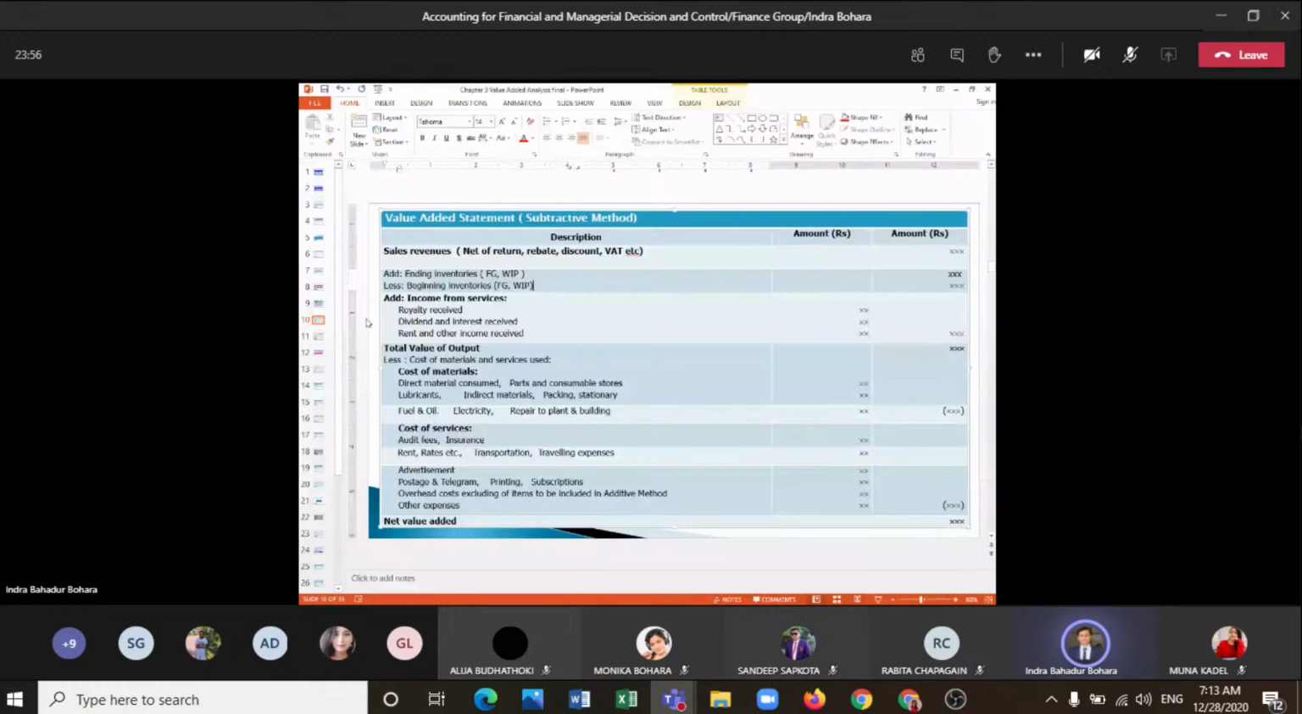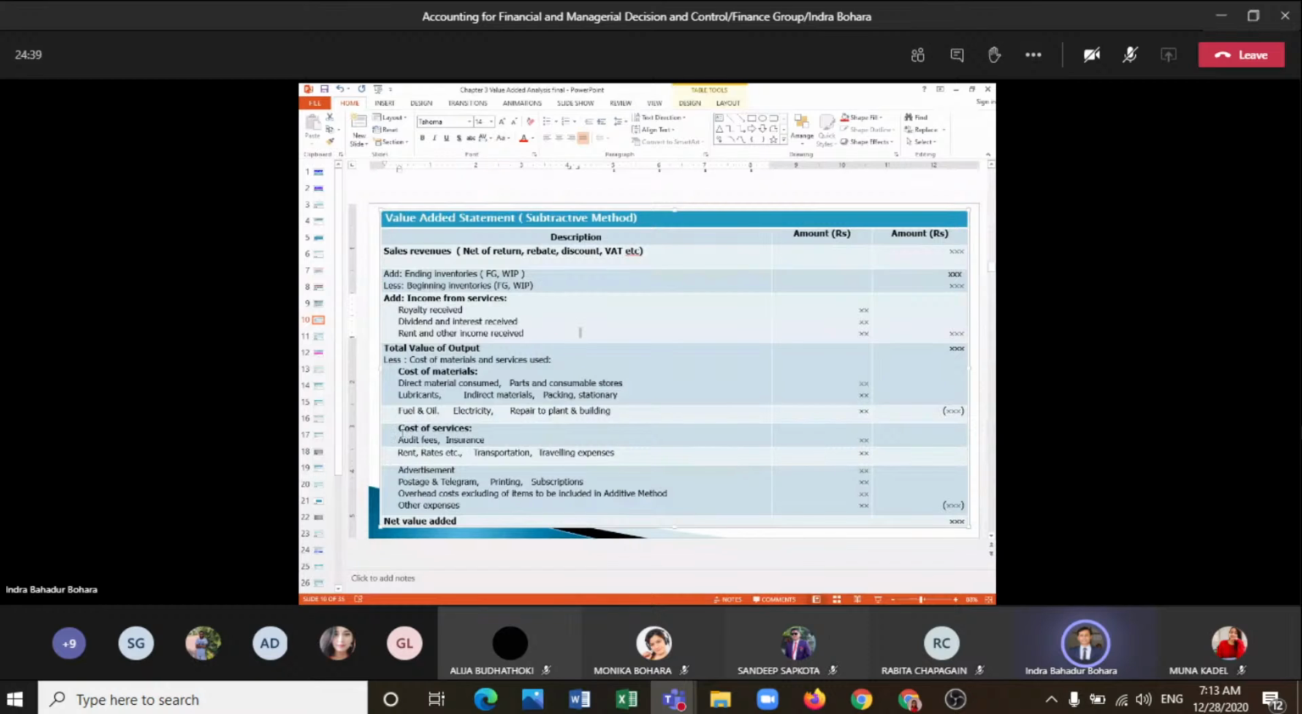And any amount of income earned by the company during the year, any amount of income earned, dividend received, rent received, royalty received, compensation received, any other income received in the current year, that is also the value received in the current year by the company by rendering the services. Therefore this is added. Therefore add other income and services. Then after adding these incomes, we get the total value of output. Now, total value of output means some values added over the cost of materials, and total value is calculated for the output of the current year.